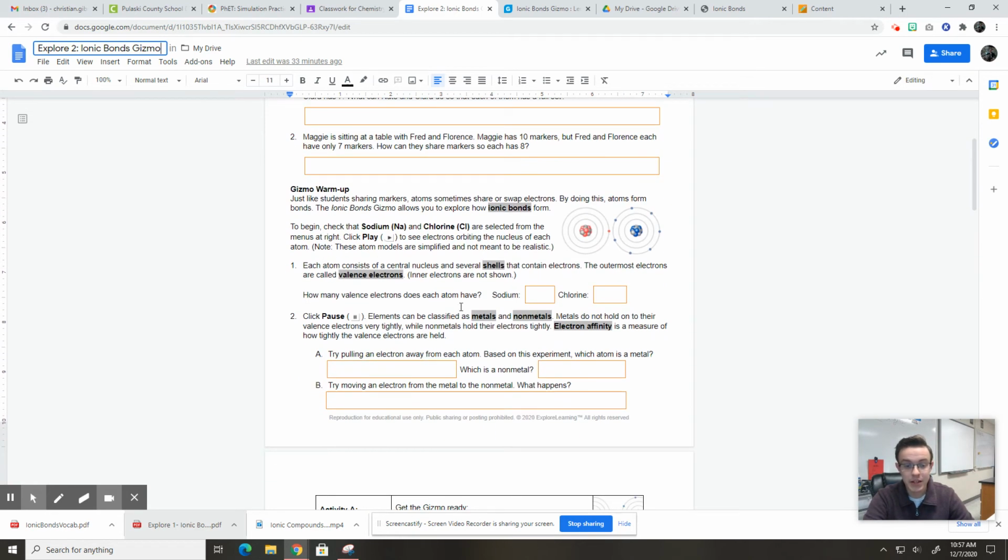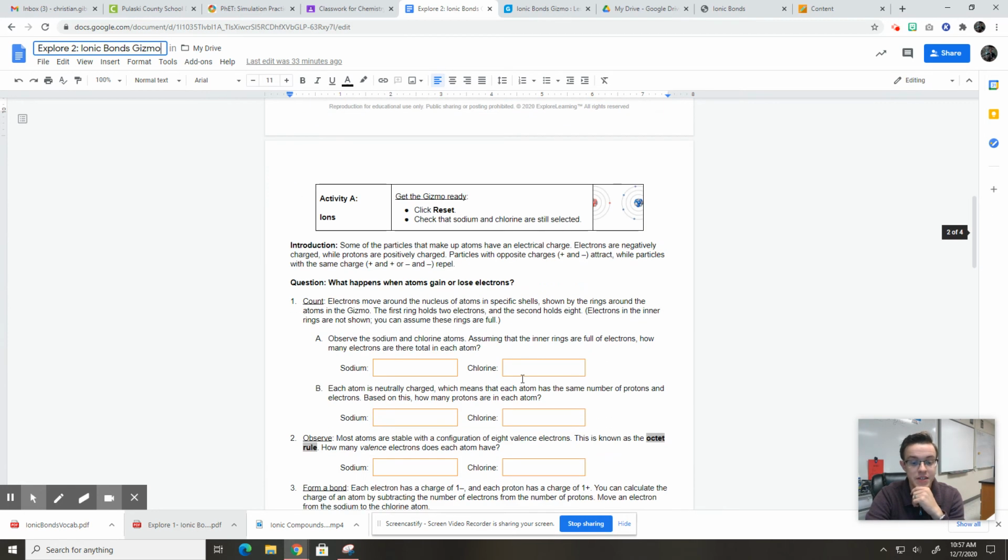The Gizmo warm-up, make sure to do that so that you can see how many valence electrons each one has. So like here, sodium, how many valence electrons does it have? Well, it's got 1 electron in its outer shell, so it's got 1. Chlorine has 1, 2, 3, 4, 5, 6, 7 valence electrons, okay? And you guys are going to pull electrons away from some and give them to others, and you're going to see these ionic bonds form.